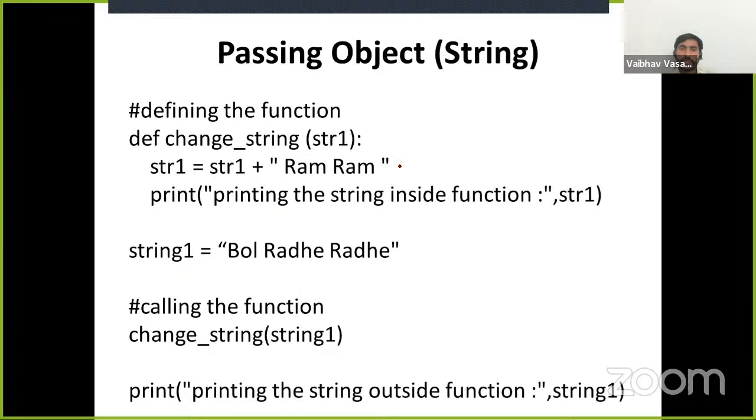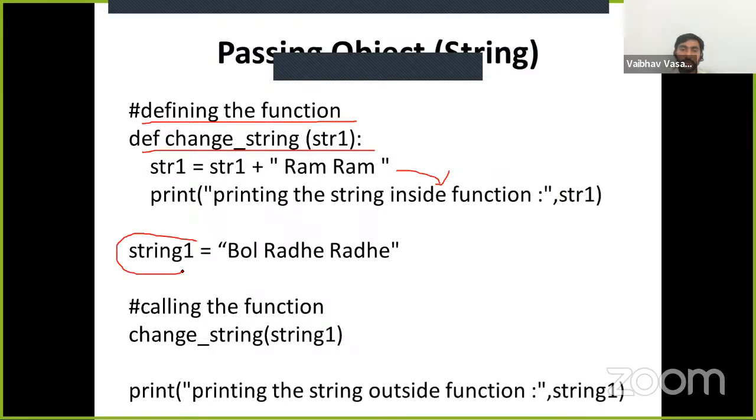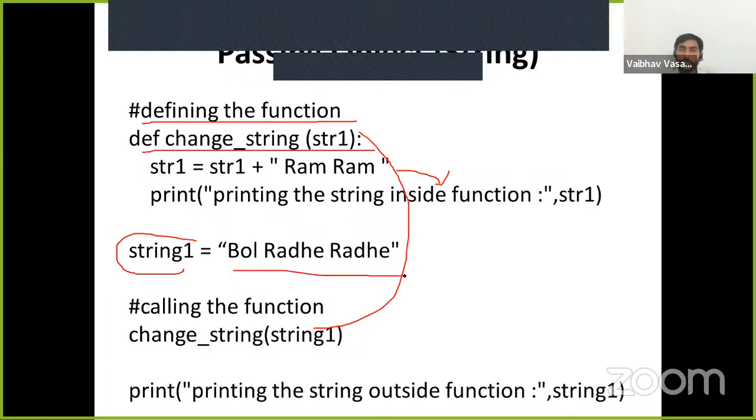Defining the function, the string. We can also pass on some string, right? So define a change string, string 1, string 2, printing the string inside the function. So inside the function it will print it. Now string 1 is created, which is passed on to that. That time it is going to print a new string of this.